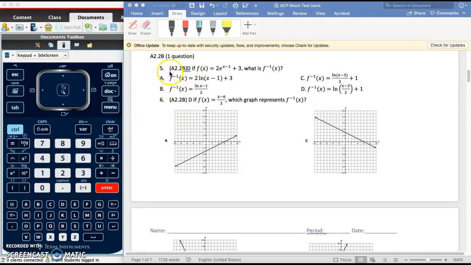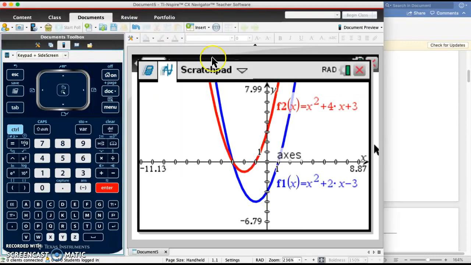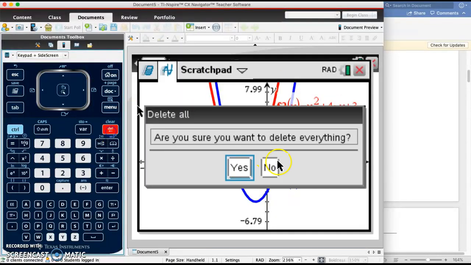All right, for question 5, all you have to do is graph this and then reflect it over y equals x. Okay, and so one of these equations is the reflection over y equals x. So I'm going to go to my calculator. I'm going to erase all that.